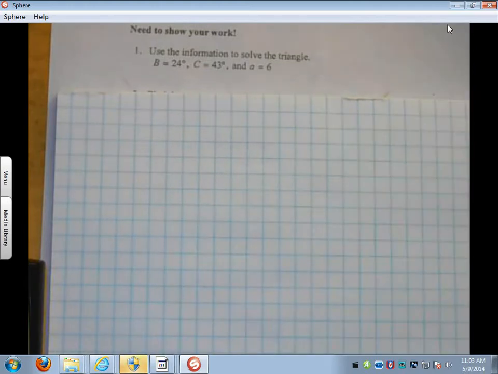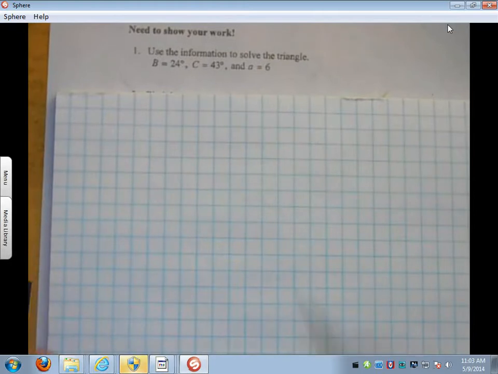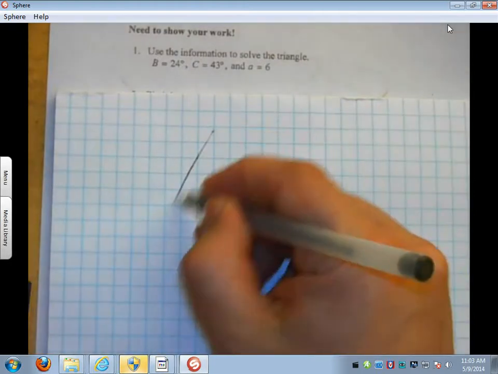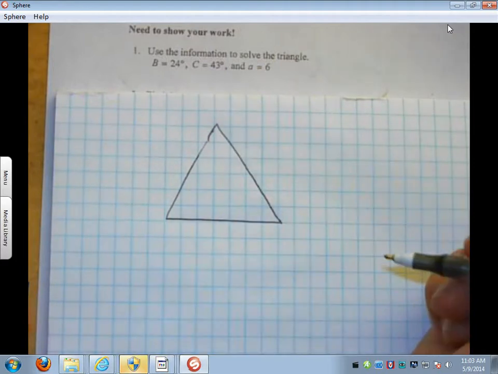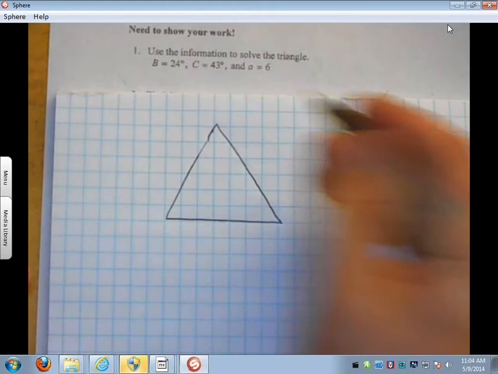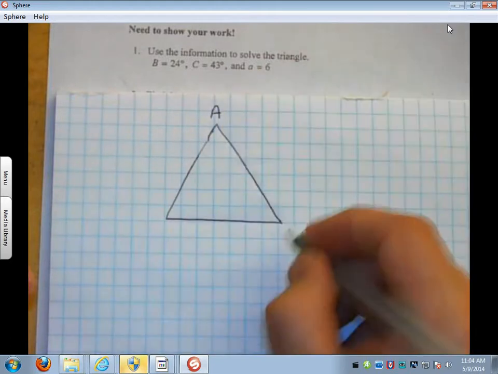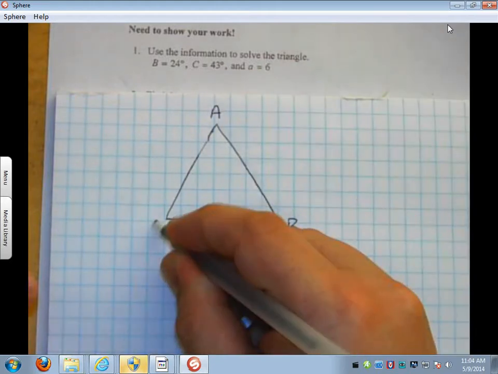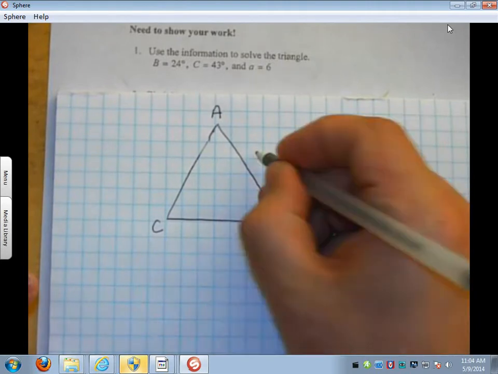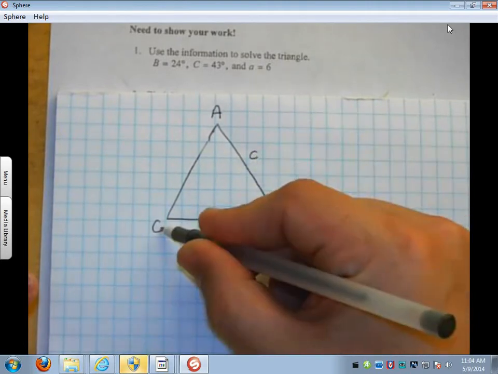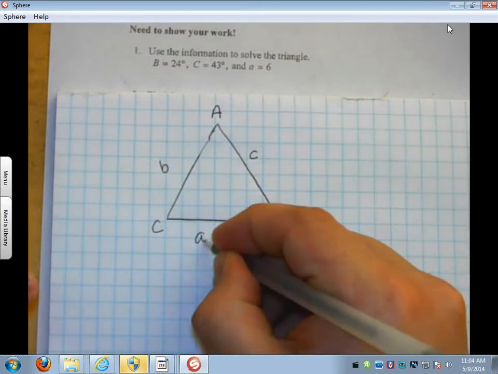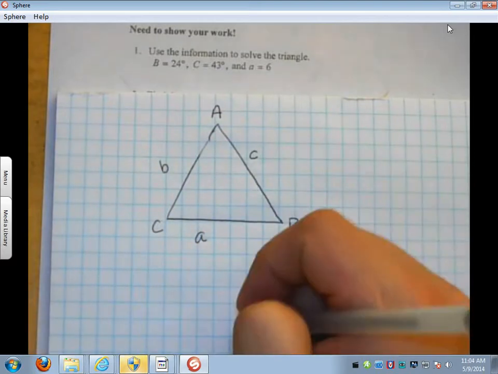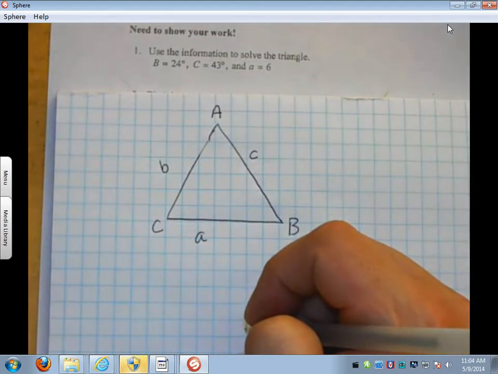So number 1, use the information to solve the triangle. Remember, when we solve a triangle, we're looking for all missing side lengths and all missing angle measures. So I'm just going to draw triangle ABC. Little c is opposite of angle C, little b is opposite of angle B, and little a is opposite of angle A. So now we're going to go ahead and write what we know.